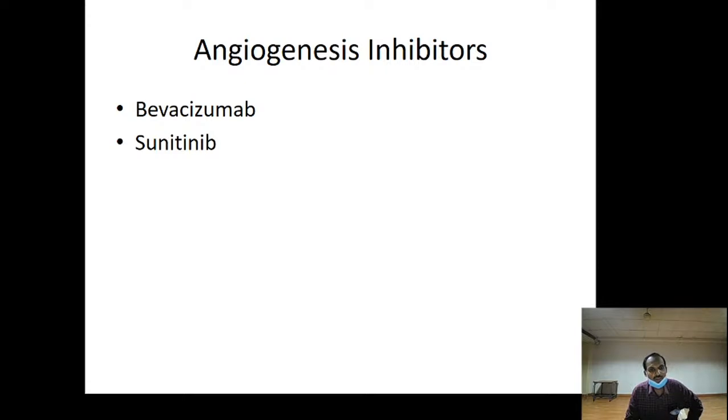Then angiogenesis inhibitors: directly vascular endothelial growth factor blocker is bevacizumab, receptor blocker is sunitinib. Hypothyroidism is an additional feature of sunitinib, which is not there with bevacizumab, but they interfere with wound healing. Both of them interfere with peptic ulcer healing. They can cause hypertension, and additionally, importantly, they can cause proteinuria and congestive heart failure.